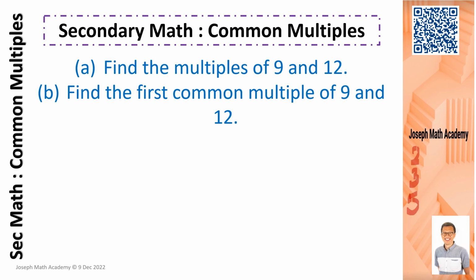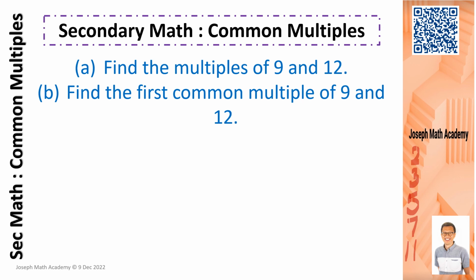5 is a prime number. Alright, 6 is not because 6 can be divided by 2, 3, 1, and 6. 7 is a prime number because 7 can only be divided by 1 and 7 itself. Okay, 8 is not, 9 is not, 10 is not, 11 is. Okay, and the list continues because it leads to infinity, it's endless.